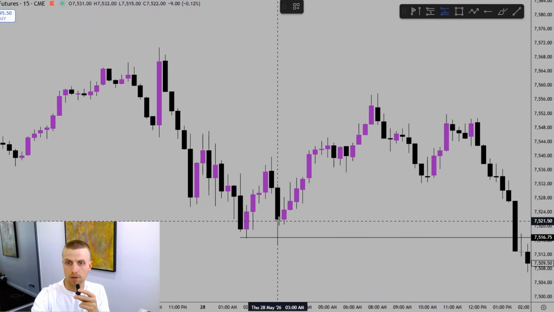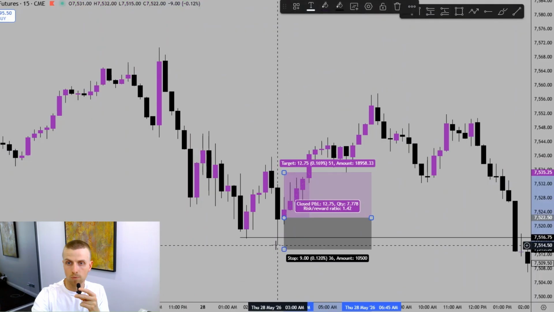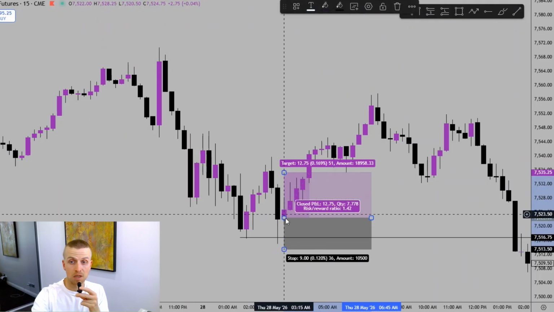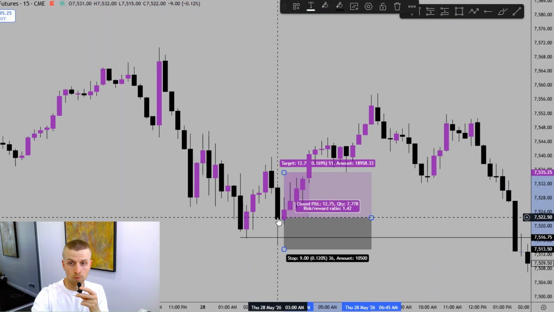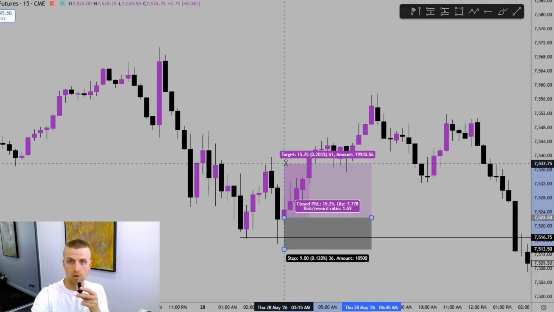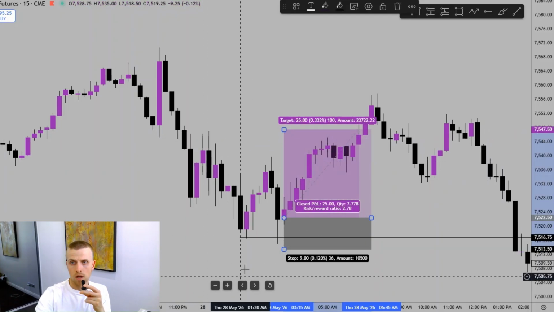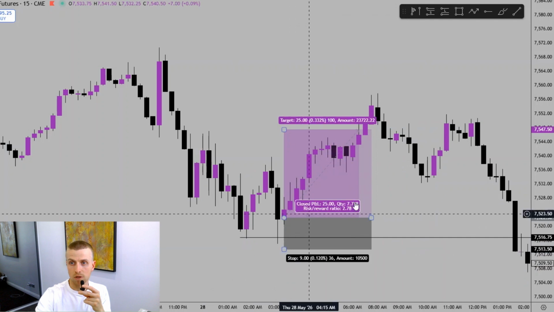So you'd place your stop loss just below this low. You'd wait for a 15-minute candle closure to confirm and then enter as soon as it closes, and we'll just say we'll target this high here. And boom, there you go.